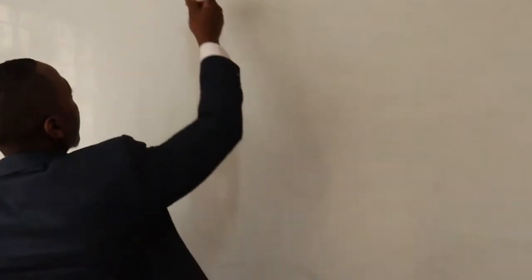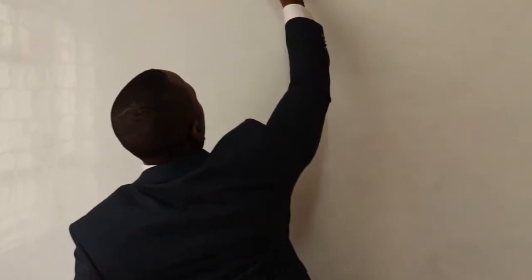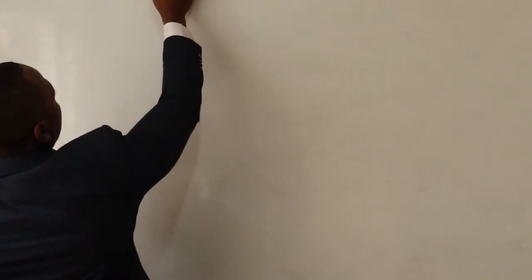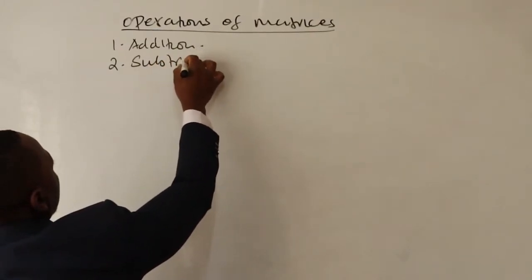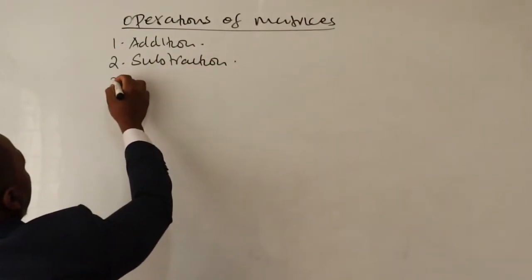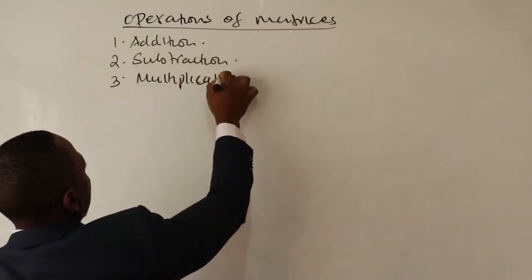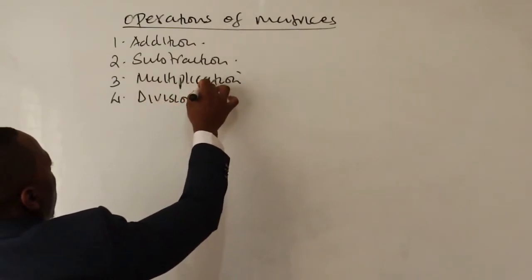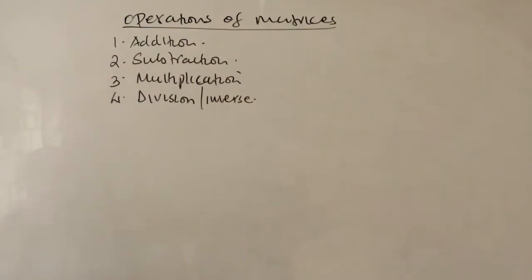So now I want us to look at what we call operations of matrices. What are some of the operations of matrices? Number 1, we may have addition. Number 2, subtraction. Number 3, we may have multiplication. And number 4, division, or what we call inverse. So those are the 4 operations of matrices.